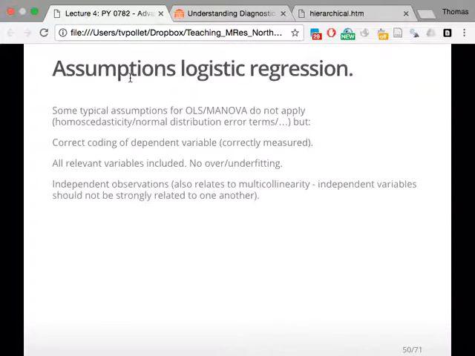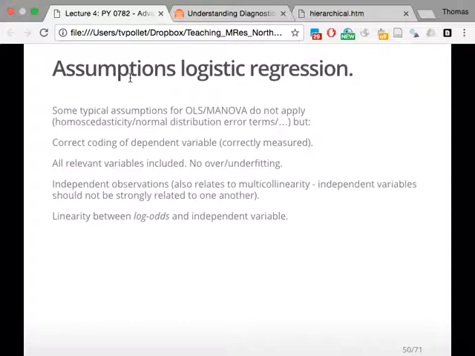Again, independent observations. This again ties into the issue of multicollinearity. Independent variables should not be too strongly correlated to one another. So if they correlate, let's say 0.8 or 0.9, then usually that's going to be a problem because one is nearly directly a function of the other. So in those cases, you would likely make a new scale out of it, or you would pick one or the other. But if you have very highly correlated independent variables, then that's going to be a problem for your model.